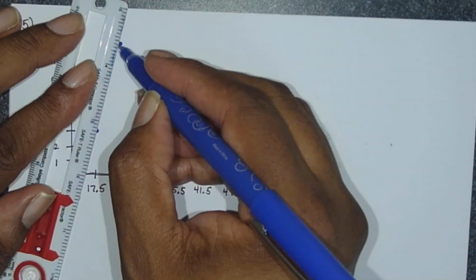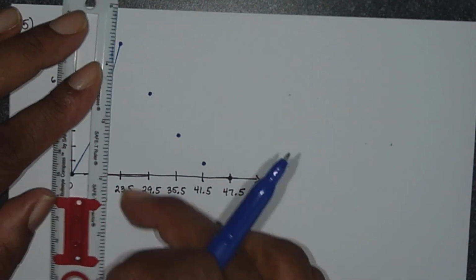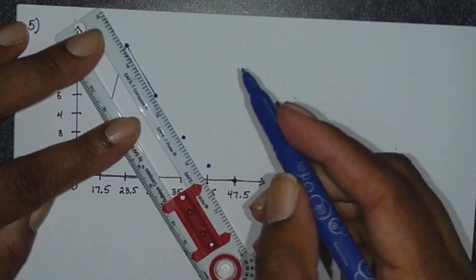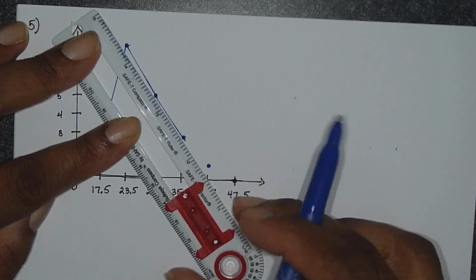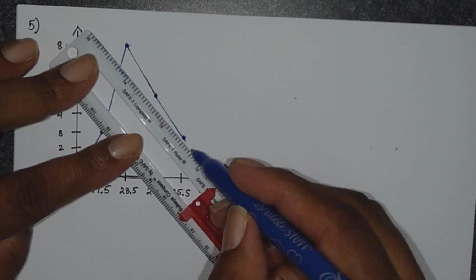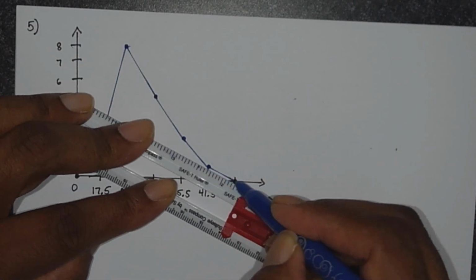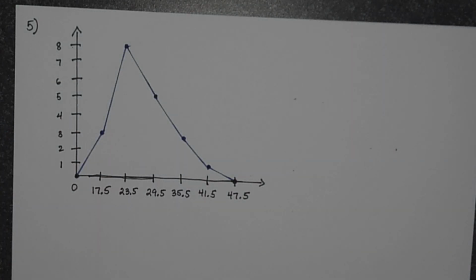So if we connect the dots, just like this, you will have your frequency polygon. Okay. All right. Are there any questions about problem number 5? Any questions?